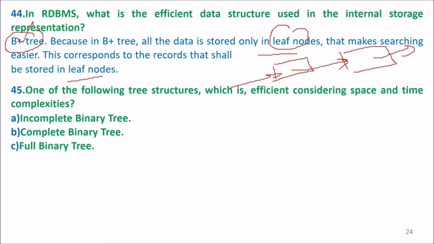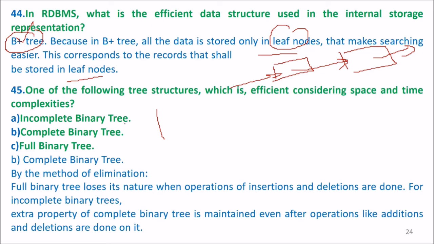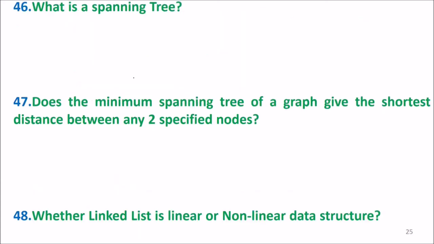Which of the following tree structures is efficient considering the space and time complexity? These are options for you. And of course the answer would be the complete binary tree. Full binary tree loses its nature when insertion and deletion operations are done. The extra property of a complete binary tree is that it is maintained even after operations like addition and deletion are done. So our answer would be complete binary tree.